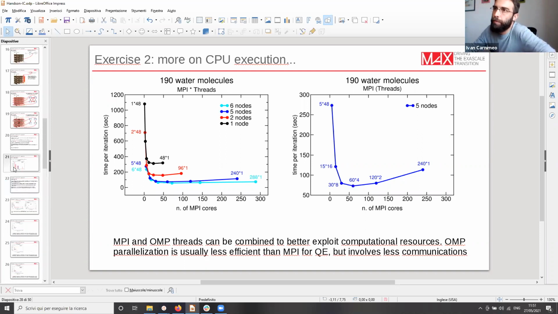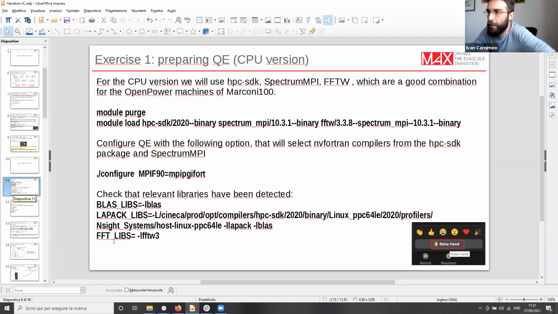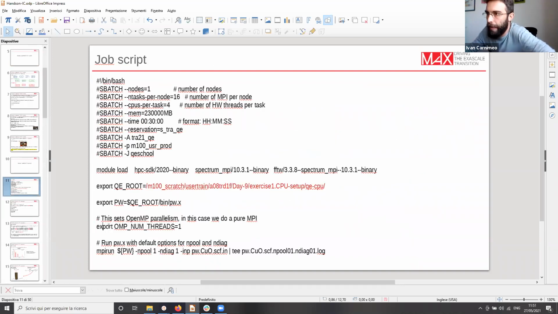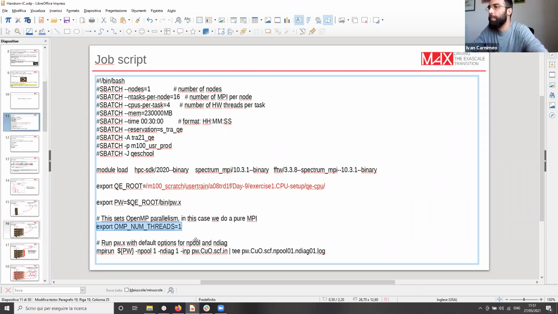It will happen that you will need to use OpenMP. In the job script here, you just change this variable, export OMP_NUM_THREADS. From 1, you set it to 2, 3, whatever you want, and you can couple OpenMP with MPI. We will see it with GPU calculations in a while. So yes, I think we have now to move ahead.